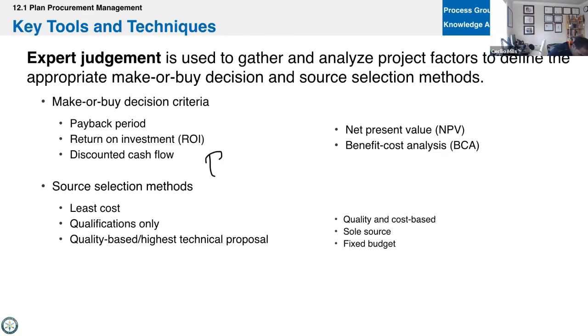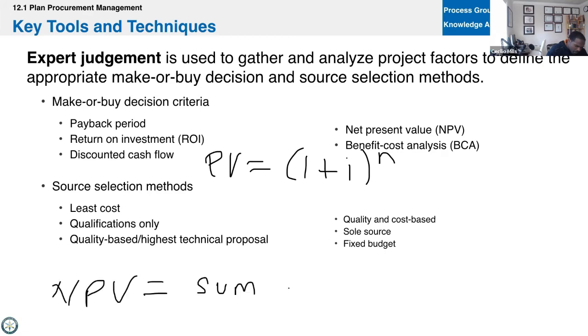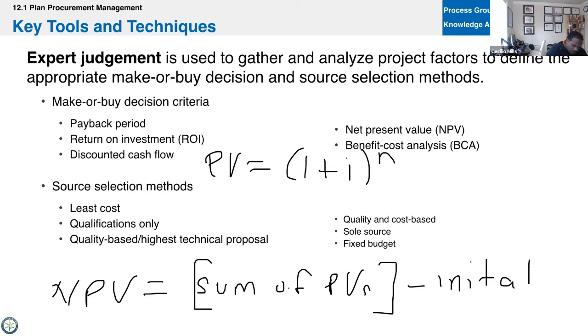So present value equals future value divided by 1 plus the interest rate to the nth period. And then NPV, net present value, equals the sum of your present values minus your initial investment or your upfront costs. So let me highlight this.